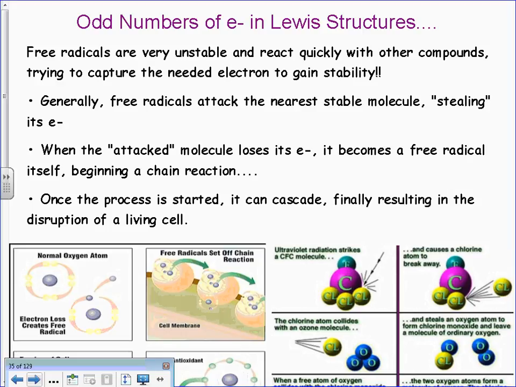So generally, anything without a paired electron is called a free radical. If you don't have a paired electron, you desperately want another electron to pair with yours. So you react with anything in your region.